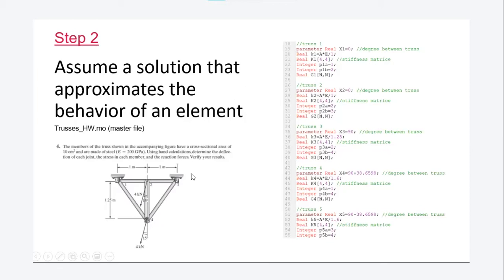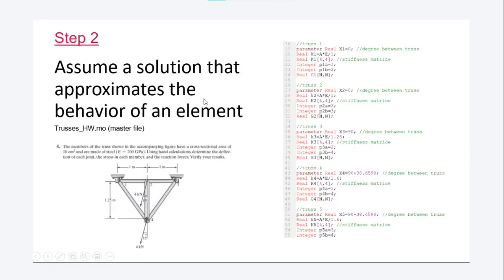As shown in the picture, there are 5 trusses, and we input the parameters shown in the question. There are angles between trusses and the stiffness matrix. For each of the trusses, we input the parameters. After that, we develop the equations for the elements.